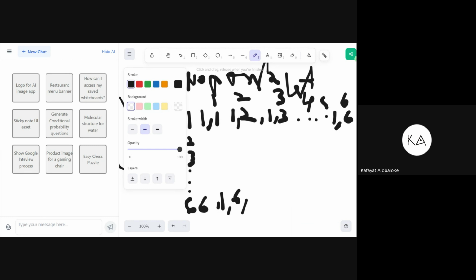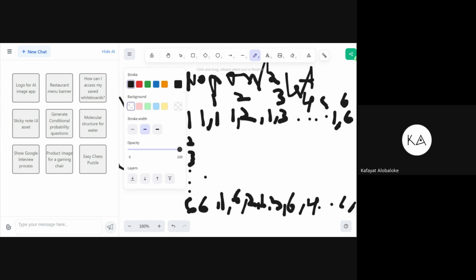6, 2, 6, 3, 6, 4, up to 6, 6, right? So let's go to the line 5.